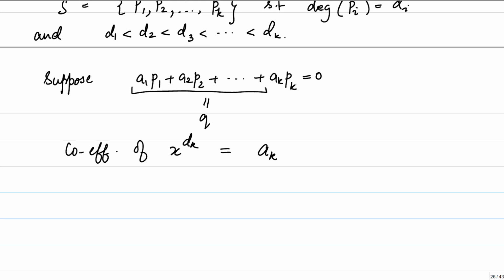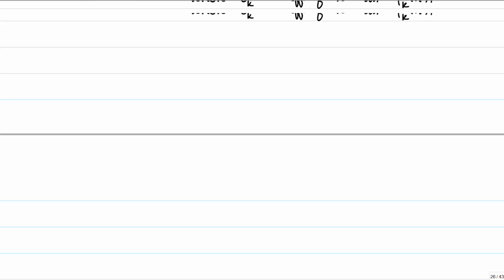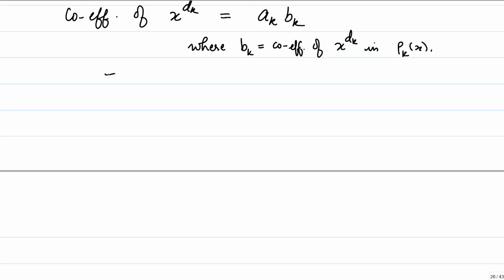Only pk has the monomial x to the power dk, and therefore the coefficient would be ak times the coefficient of x to the power dk in pk, which is a non-zero number. So let's call it bk, where bk is equal to the coefficient of x to the power dk in pk of x. But we know that we are looking at this being equal to the zero polynomial. Hence equating the coefficients, this implies that ak bk is equal to 0.